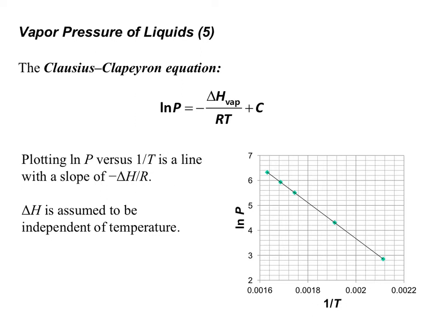We assume that the change in enthalpy of vaporization is independent of temperature. This equation helps us calculate the enthalpy of vaporization, or it can help us calculate the temperature at different vapor pressures, or the vapor pressure at different temperatures. It's a relatively versatile equation.